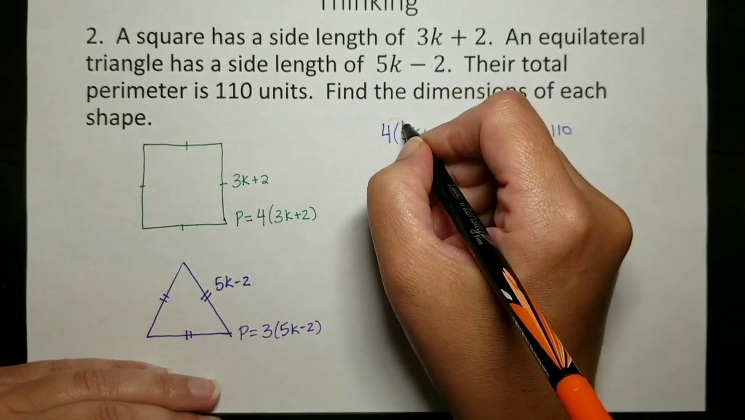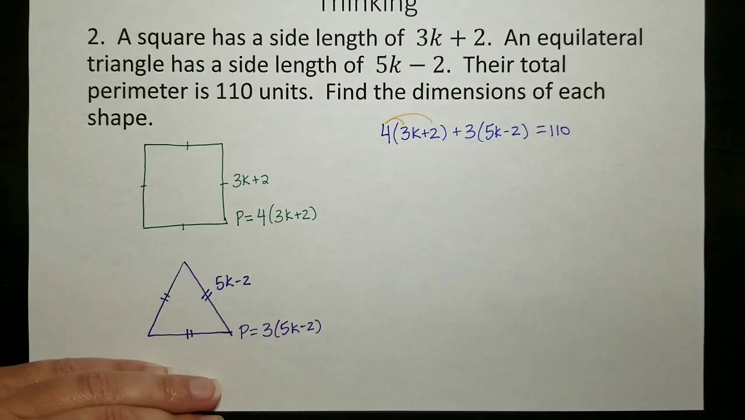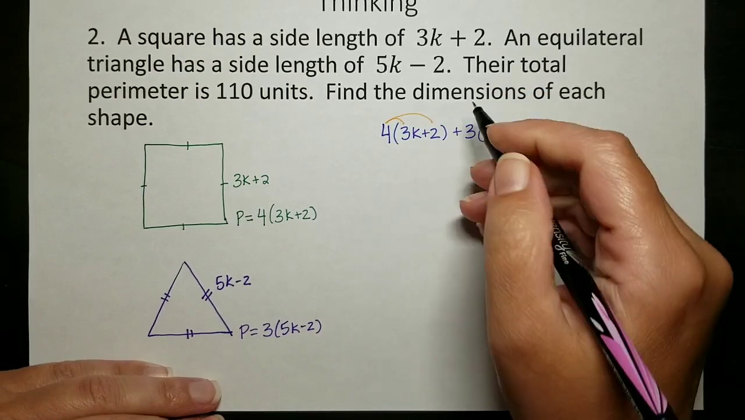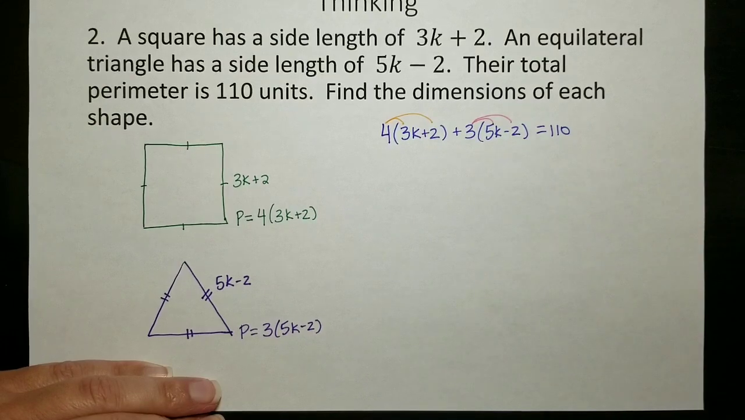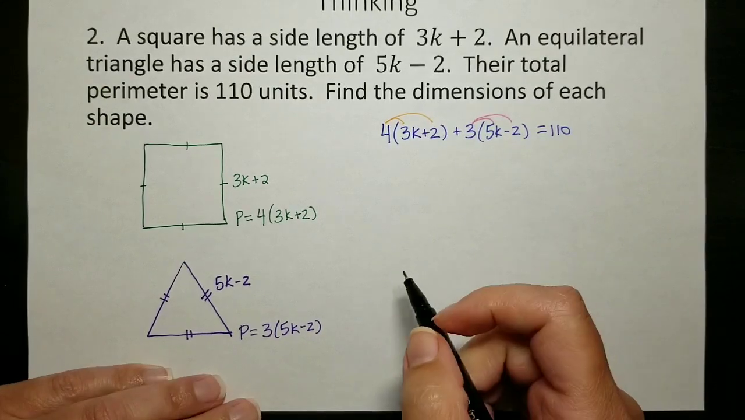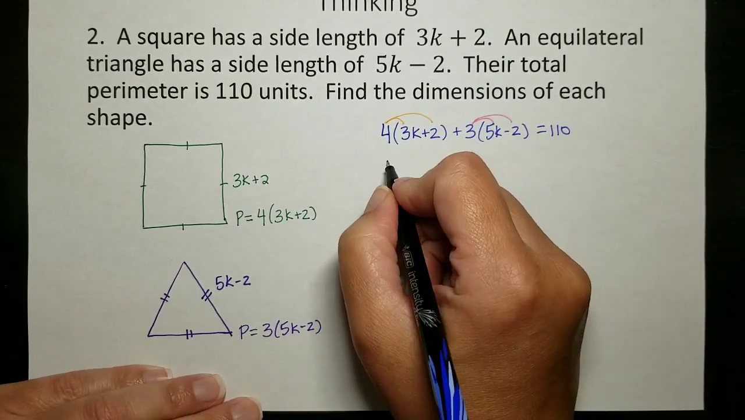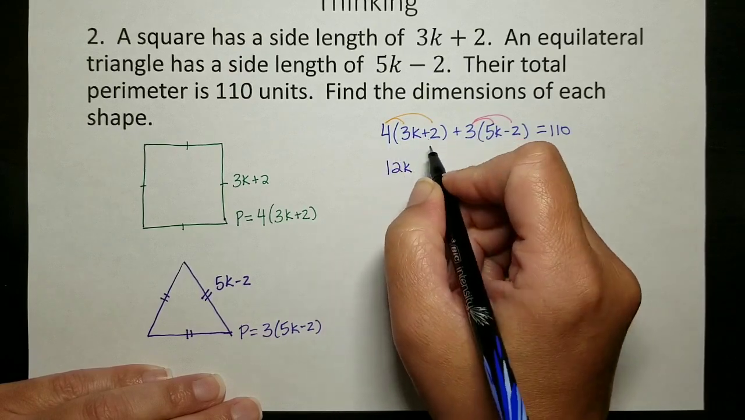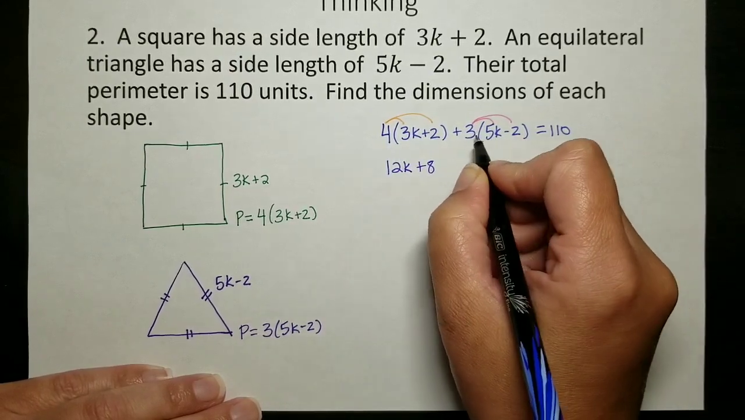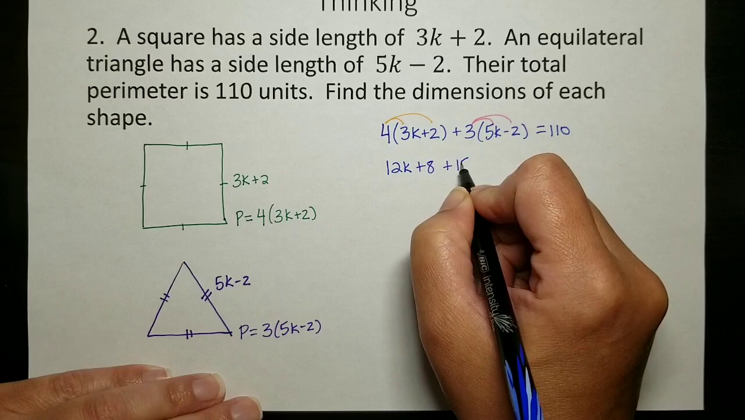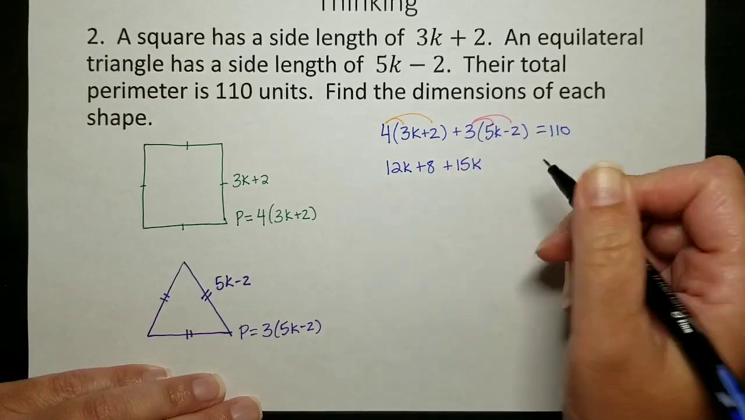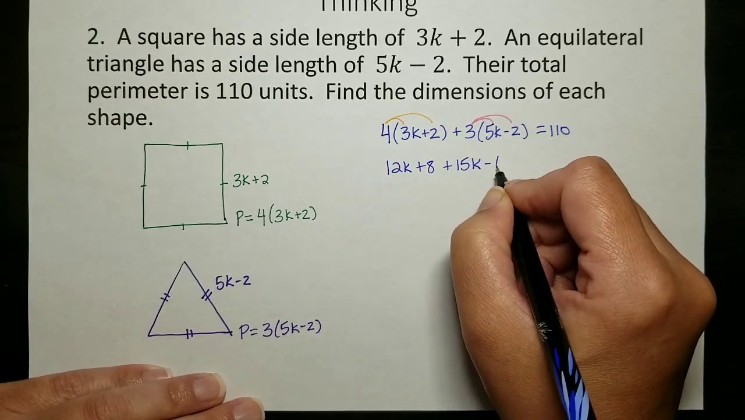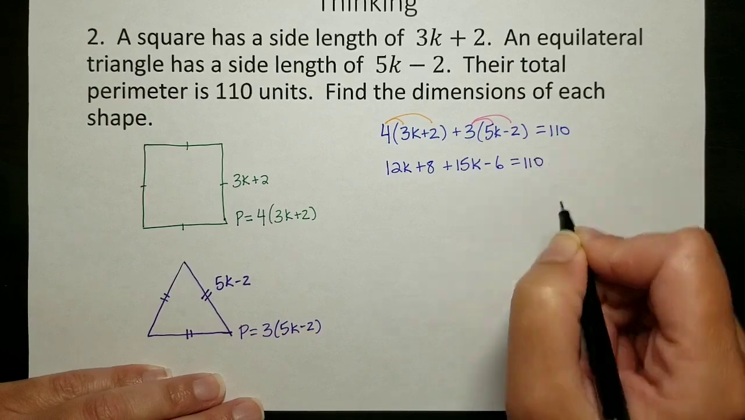I'm going to multiply the 4 into the first bracket. I'm going to multiply the 3 into the second bracket and then solve this equation. So 4 times 3k is 12k. 4 times 2 is 8. Then 3 times 5k is plus 15k. And 3 times negative 2 is negative 6, equals 110.